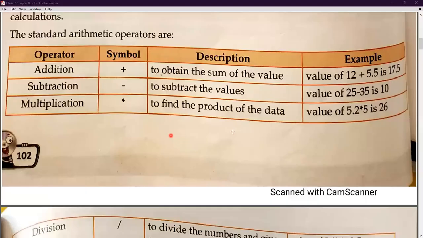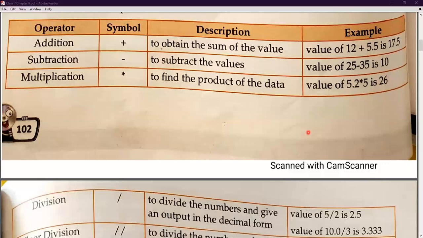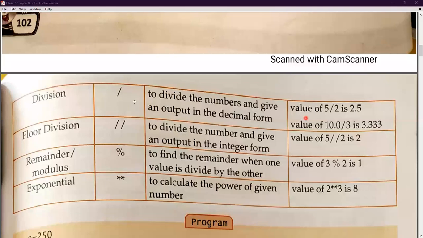Hope I'm clear to everyone. Supposing you are adding 12 plus 5.5, then if you use this plus sign, this addition operator, it will return the addition of these two numbers, that means 17.5. If you are subtracting 25 minus 35 or vice versa, then it will return 10. And if you want to multiply, let's say 5 multiplied by 2, then you have to write 5 star 2 and it will return 10. If you want to divide anything, let's say 4 divided by 2, you have to use the slash sign and it will return 2.